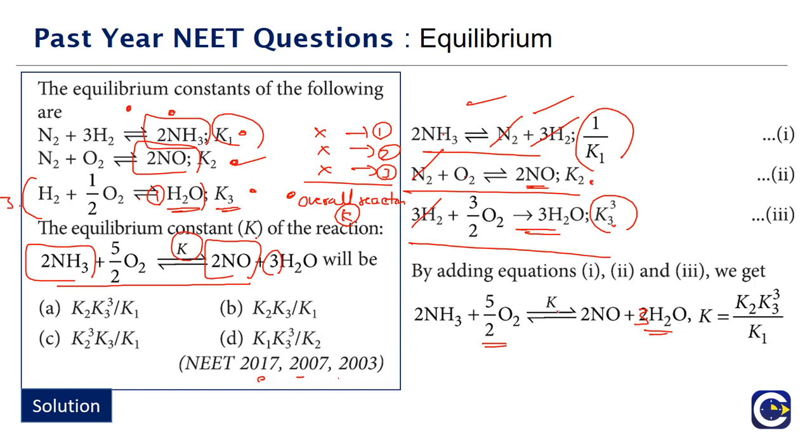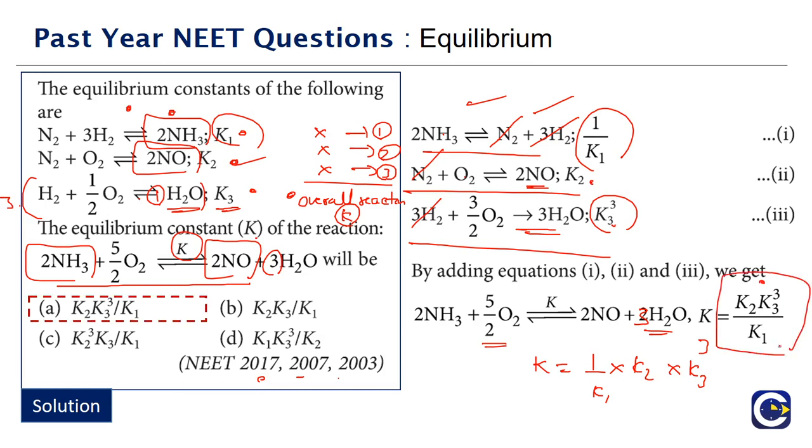Which means the overall reaction equilibrium constant K will be equal to the product of equilibrium constants of the modified reactions, that is 1 by K1 into K2 into K3 cube. So what is the answer for the K value? K will be equal to K2 into K3 cube divided by K1. So the correct answer for this is option A.